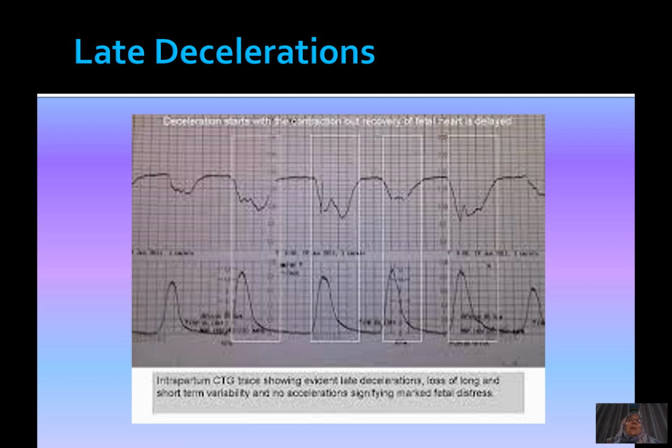the decelerations start to descend when the contraction is at its peak, and this is demonstrated in this CTG. You can see there are regular contractions visible in this CTG, maybe 2 to 3 in 10 minutes. And if we look at the fetal heart rate trace, it has a normal baseline rate. It appears to have a reduced variability, and it has late decelerations. And these start with the peak of the contraction, and then after the contraction has gone, they take a while to recover and go back to the baseline.